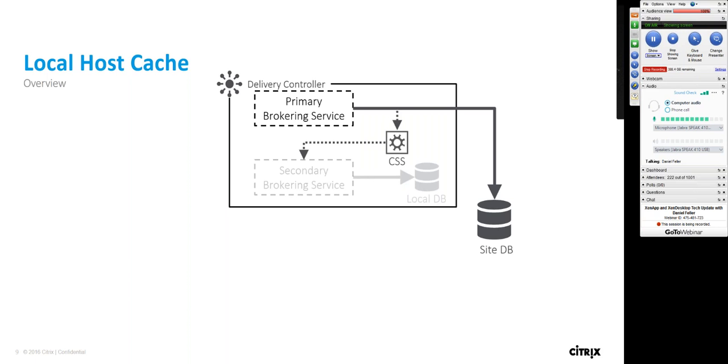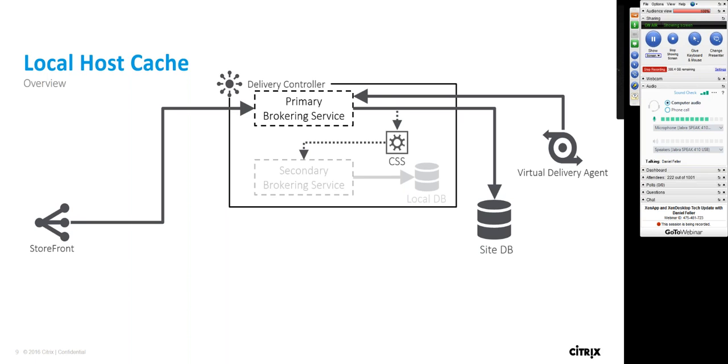Now what happens here is when things are running and the main SQL database is active, the primary brokering service is used. It updates the SQL database. Every so often it'll take all the configuration information through the CSS service down to the secondary brokering service, which keeps rebuilding the local database. All the VDAs and StoreFront, when they contact a delivery controller, you give it a delivery controller URL, a fully qualified domain name, and the primary brokering service is going to respond.